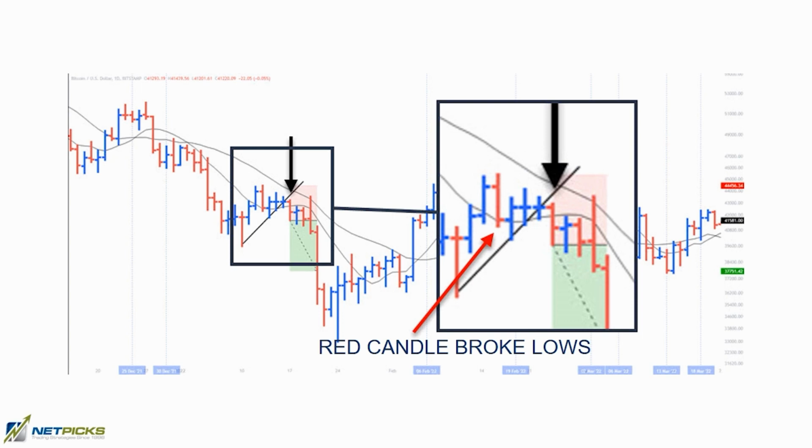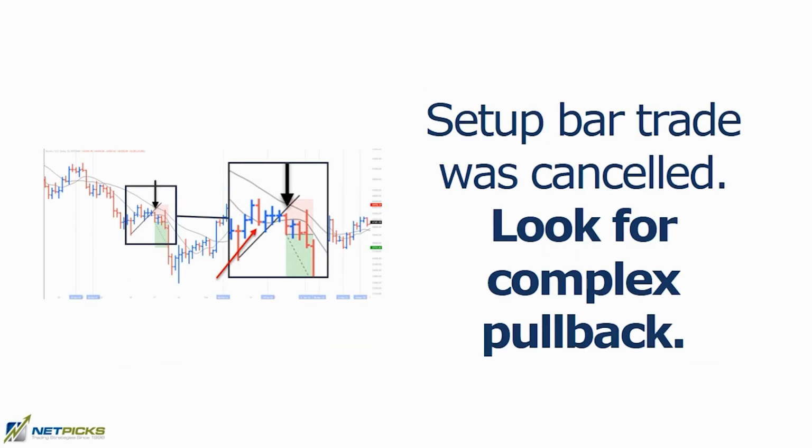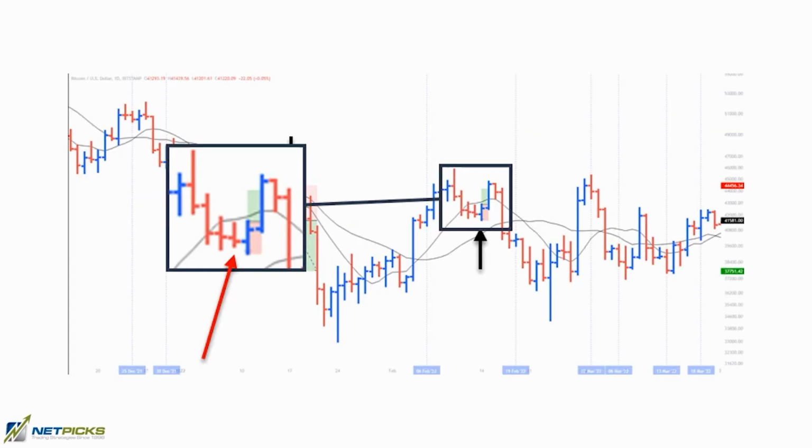Okay, we get 2 higher lows, but then that red bar breaks lower than the second bar, stops the count. So now we need to resort to drawing a trend line for a complex pullback. Now, this is not a perfect complex pullback, because price does fail into a trading range for a bit, but it's close enough for you to get the idea. So the main point is that the setup bar strategy was canceled, and then we look for a flag pattern for the potential trade. See how we can use both of them together?